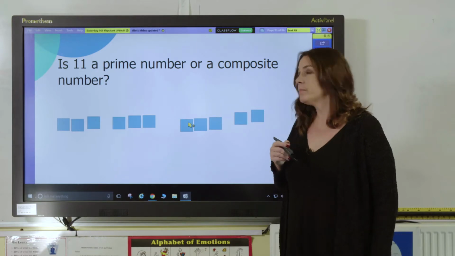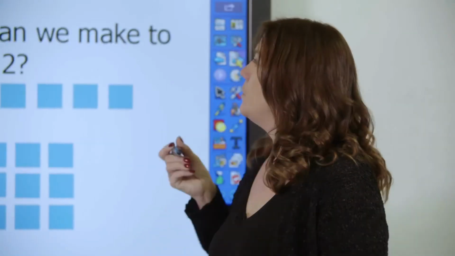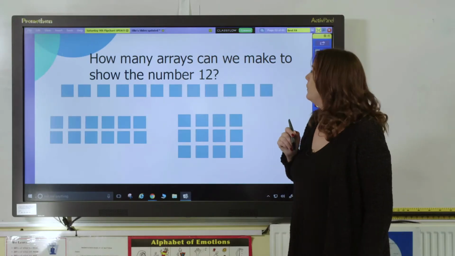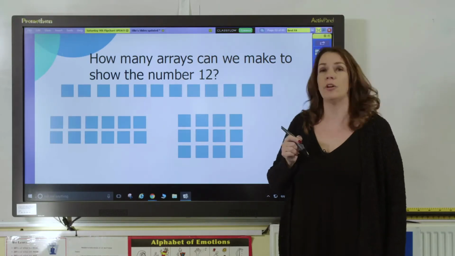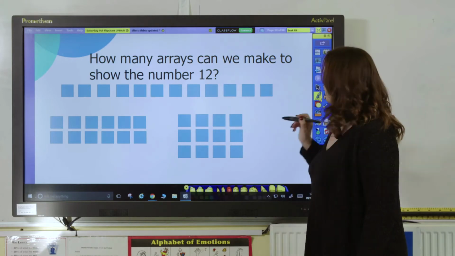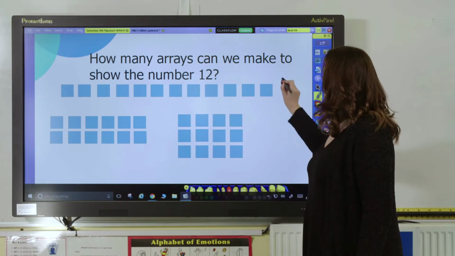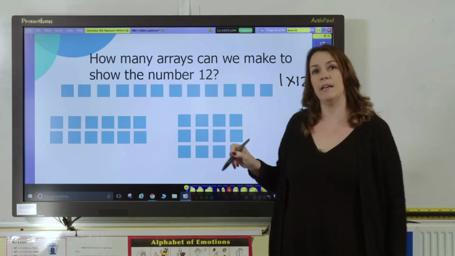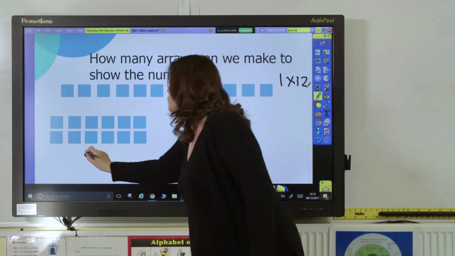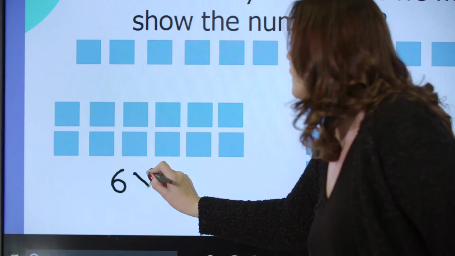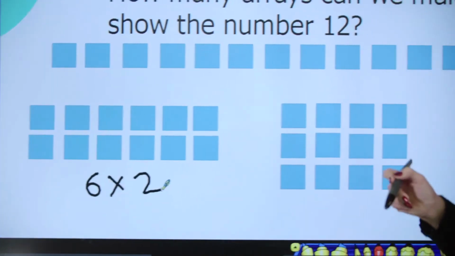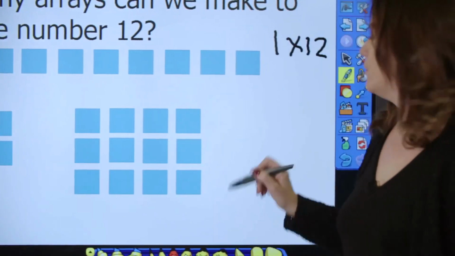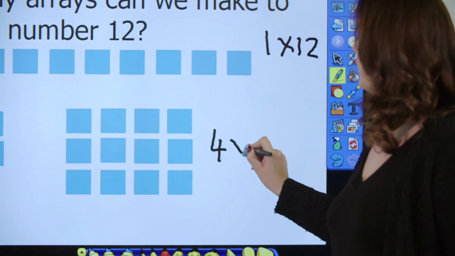We can also use arrays to investigate composite and prime numbers. So for example, here we have how many arrays can we make to show the number 12? Well, here we have one group of 12. This array represents 6 groups of 2 or 2 groups of 6. And this array here represents 4 groups of 3, so 4 times 3.